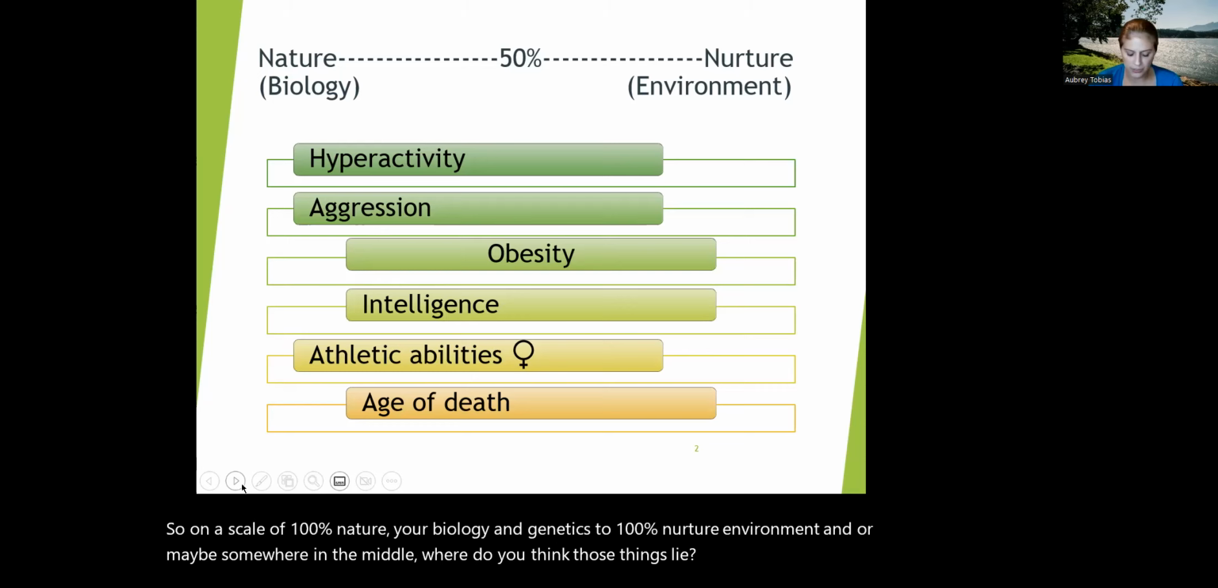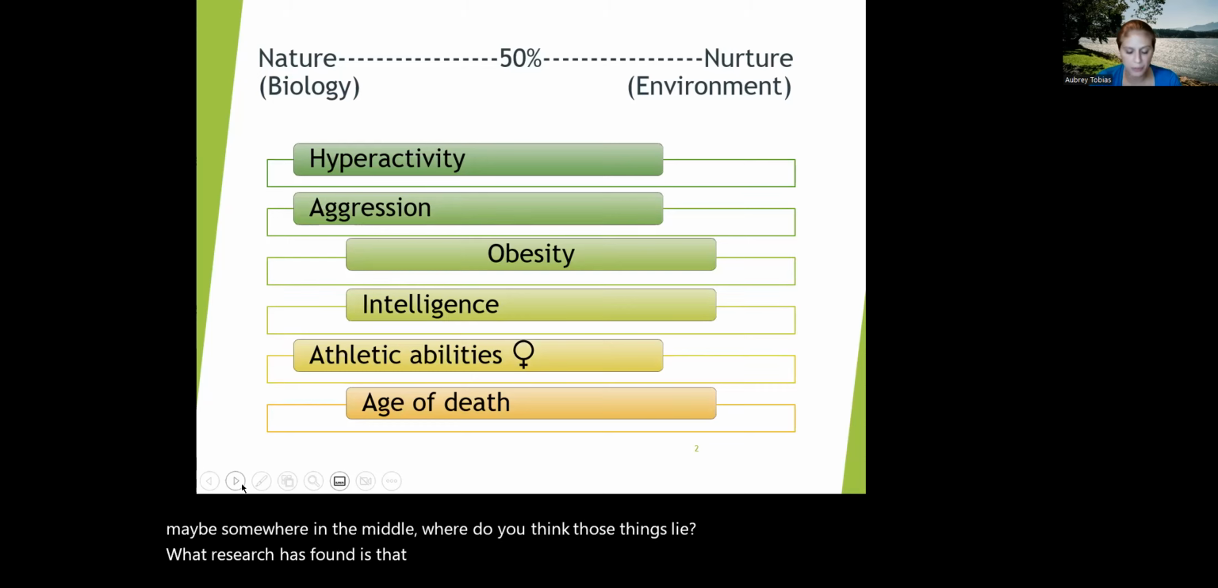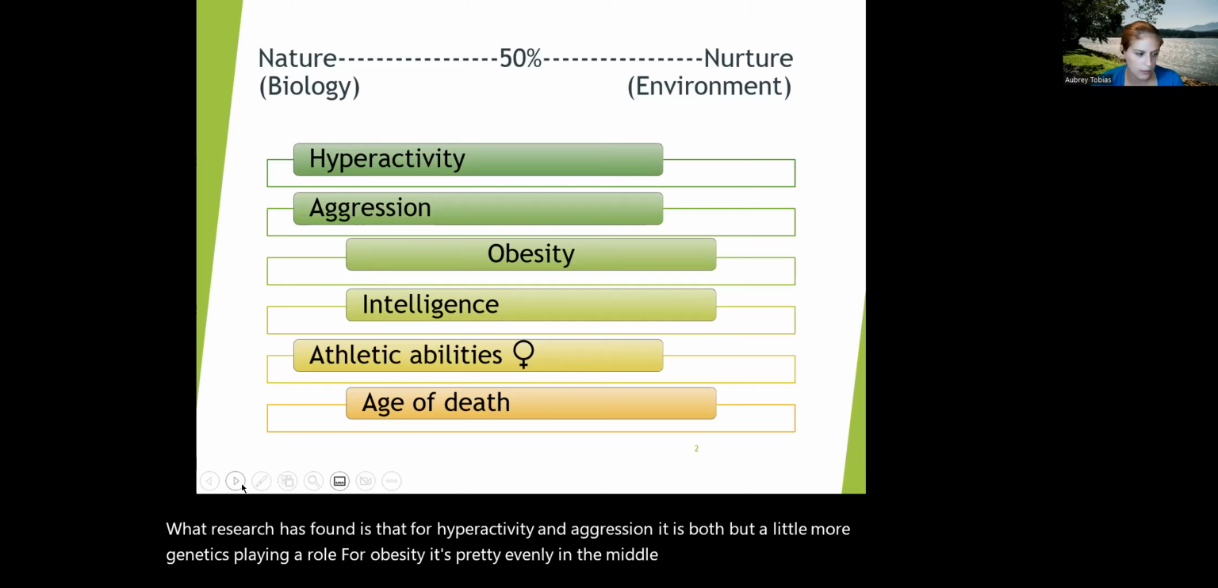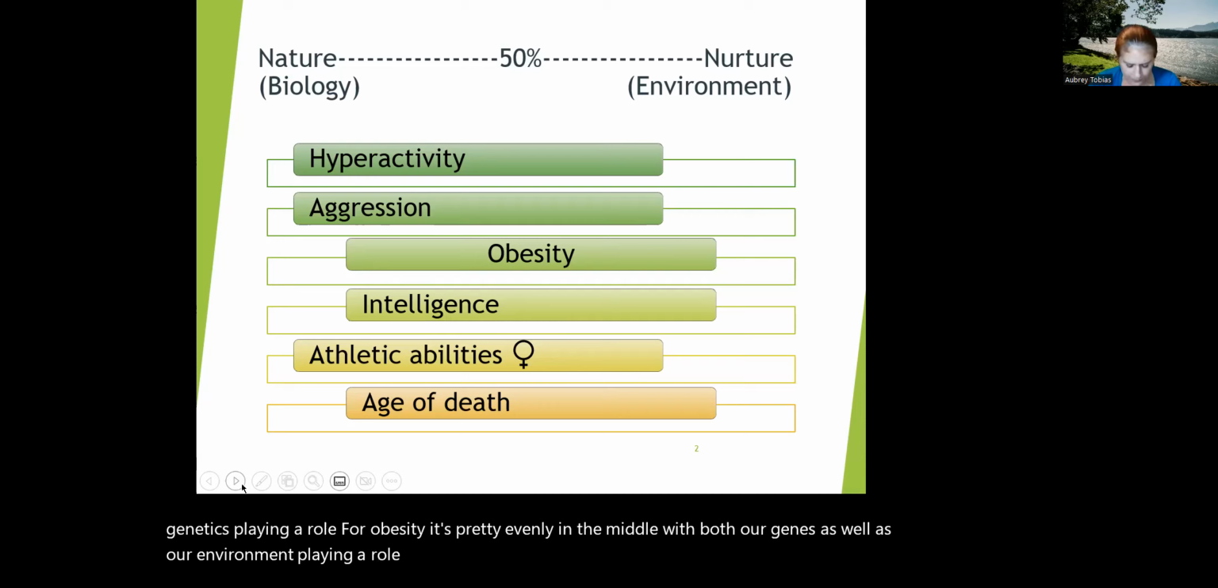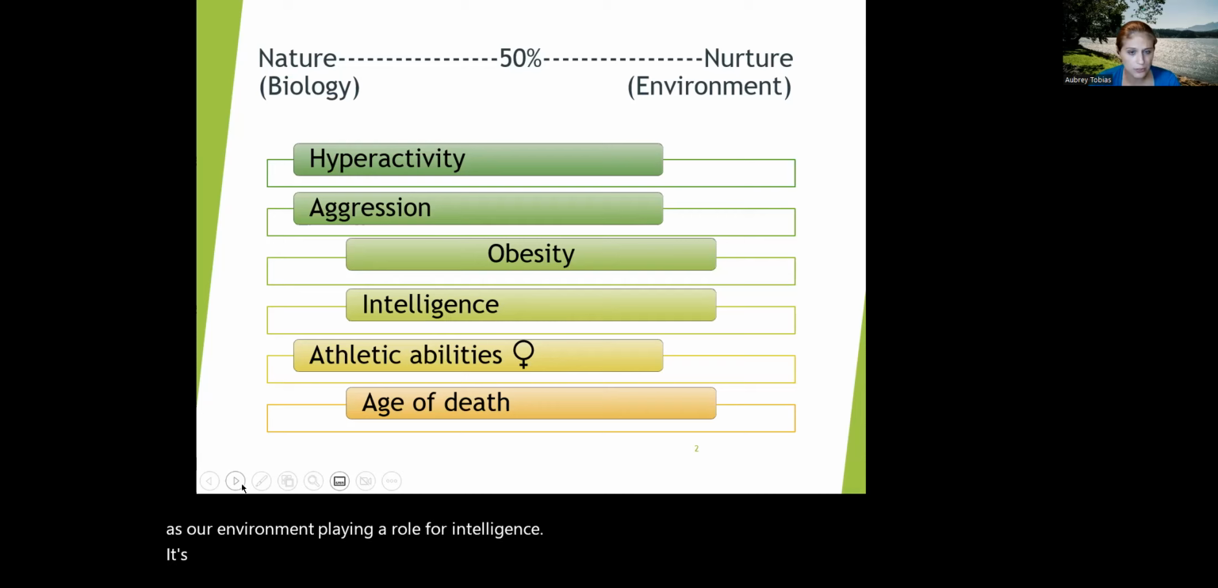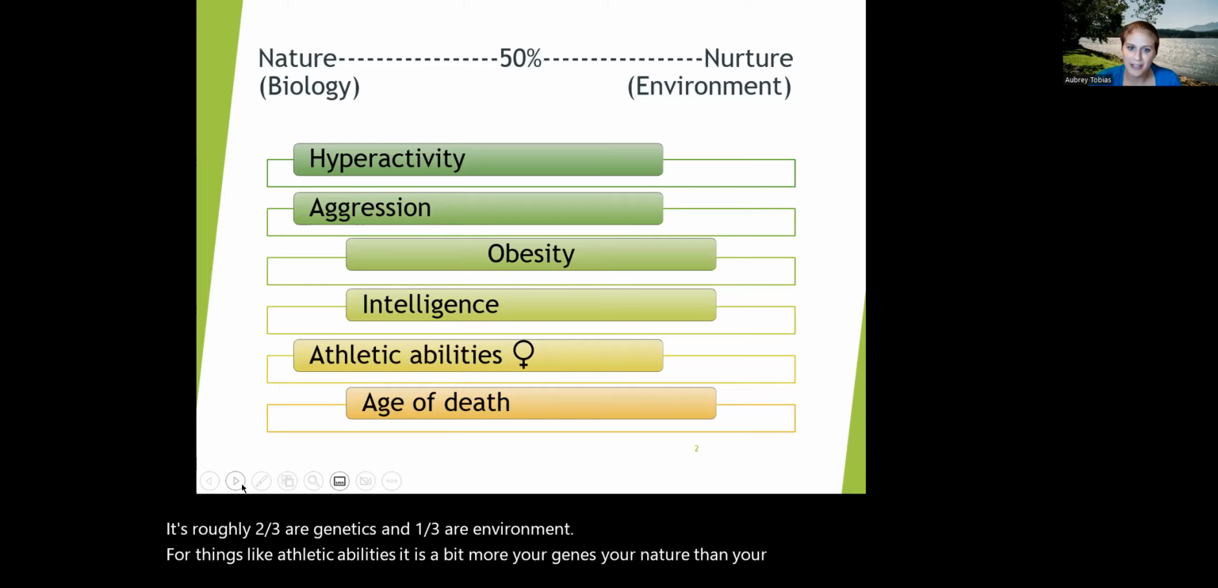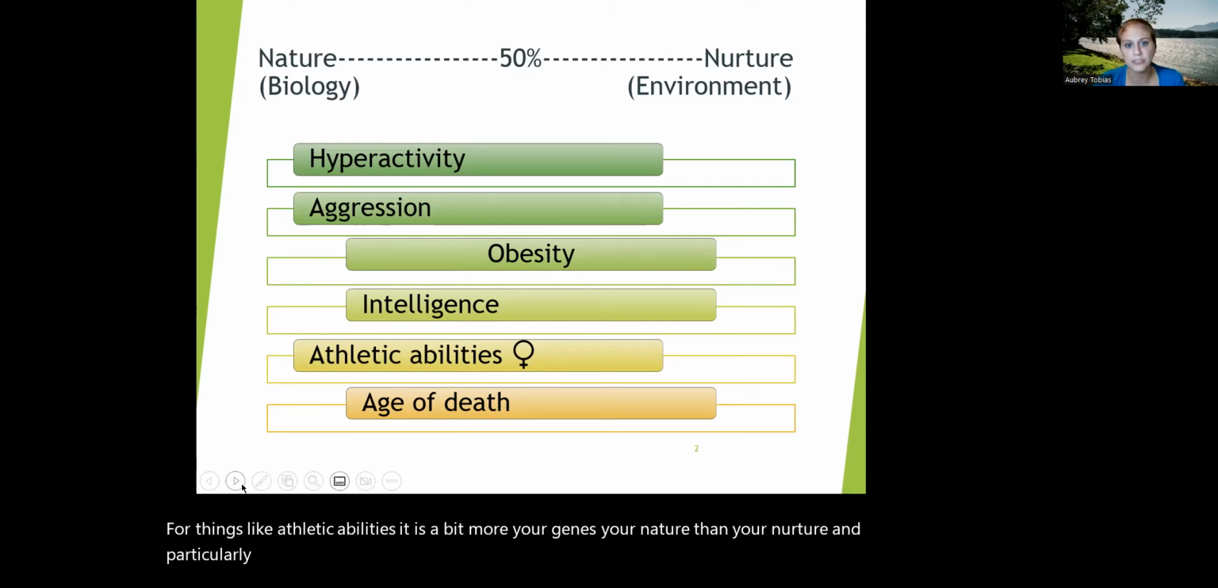What research has found is that for hyperactivity and aggression, it is both, but a little more genetics playing a role. For obesity, it's pretty evenly in the middle, with both our genes as well as our environment playing a role. For intelligence, it's roughly 2/3 our genetics and 1/3 our environment. For things like athletic abilities, it is a bit more your genes, your nature, than your nurture, and particularly your biological mother's genes that has the most influence there.